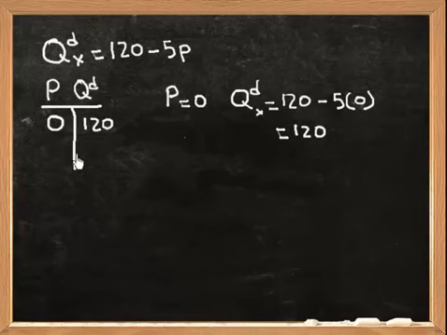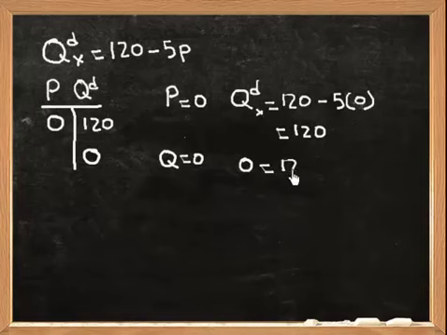For the second value, we are going to ask ourselves what is the price needed for the quantity demand to be 0. So now we are interested in finding the price such that consumers are willing to buy 0 units. So if we set Q equal to 0 in this case, we have that 0 will be equal to 120 minus 5p. This expression can be solved for p.